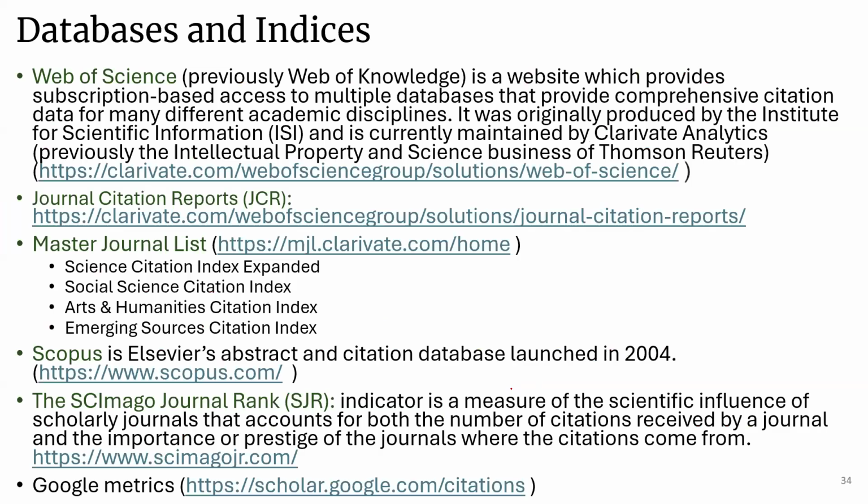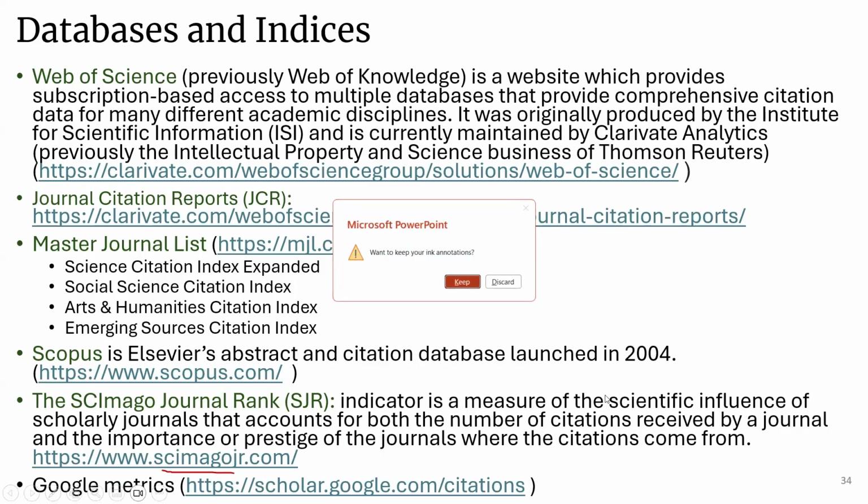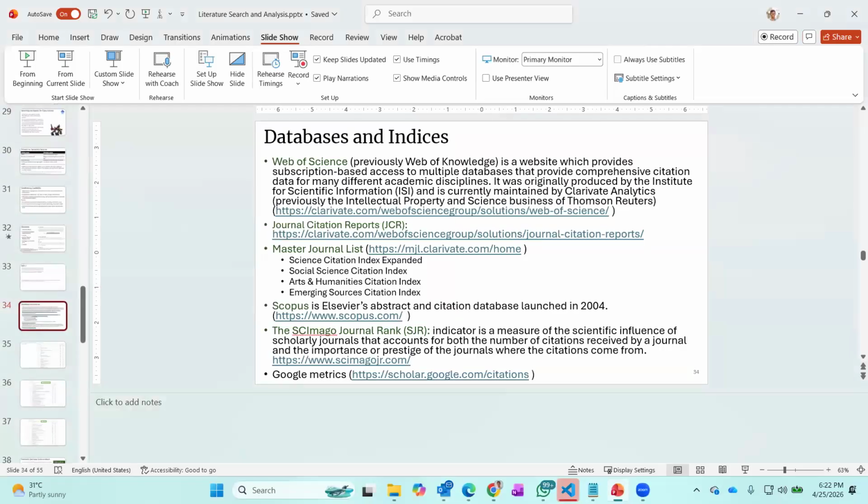So I have given a list of databases and indices. Web of Science, previously Web of Knowledge, is a website which provides subscription-based access to multiple databases that provide comprehensive citation data for many different academic disciplines. Journal Citation Report is important. Master Journal List is important. Scopus is useful, and SCImago is useful. So we will briefly look at these, and Google Scholar is useful. Some of these things.